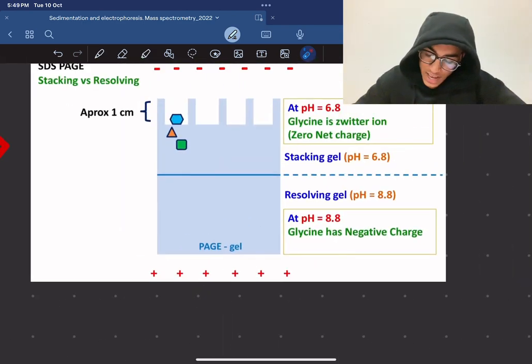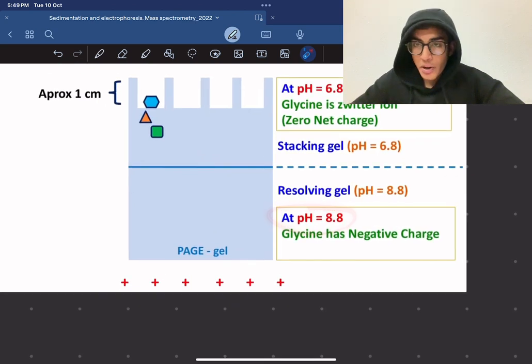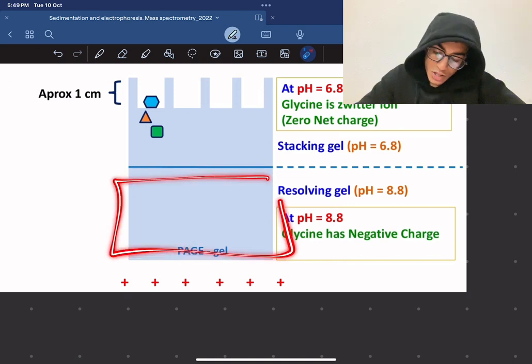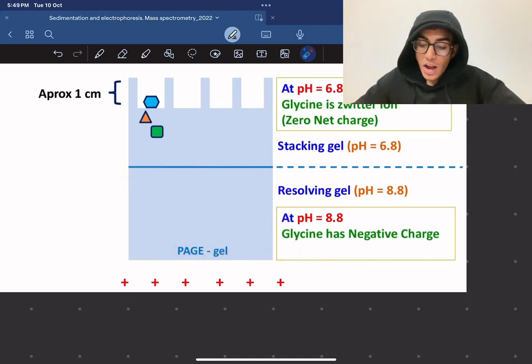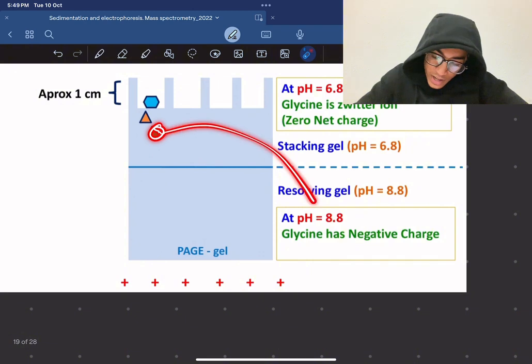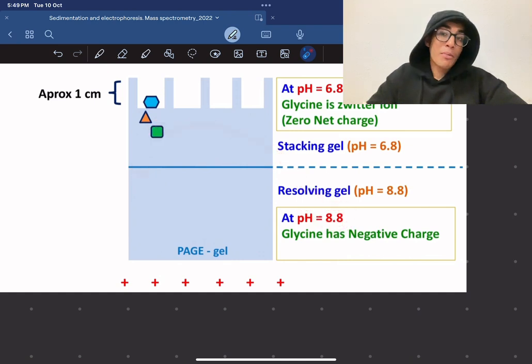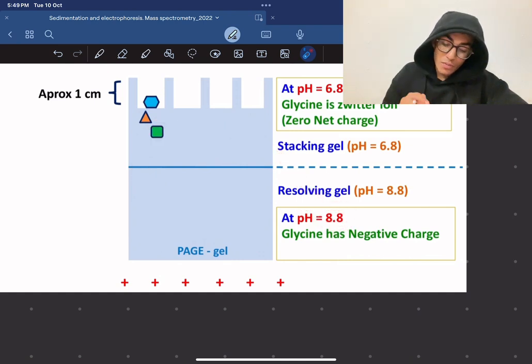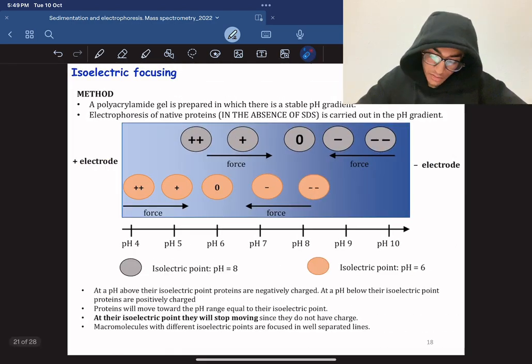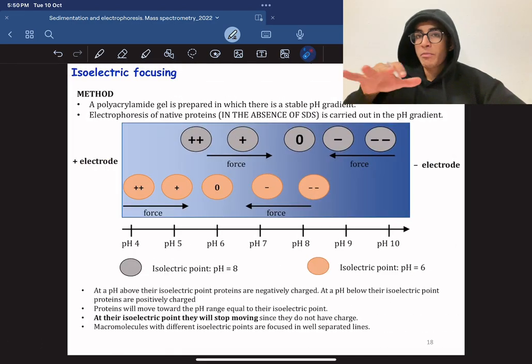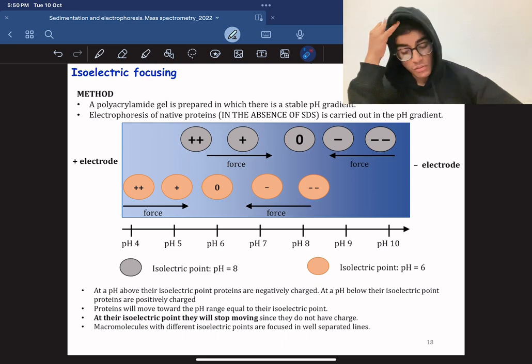Imagine this gel's pH over here is 8.8, but we can increase or reduce that by the concentration of the gel that we take. Now imagine this protein's isoelectric point was 8.8 and it just stopped here because it was neutral, and it didn't move. Understand? You don't want that to happen. So that's why before doing SDS-PAGE, you do isoelectric focusing, to find out what type of protein you're working with, what the isoelectric point of the protein is, etc.